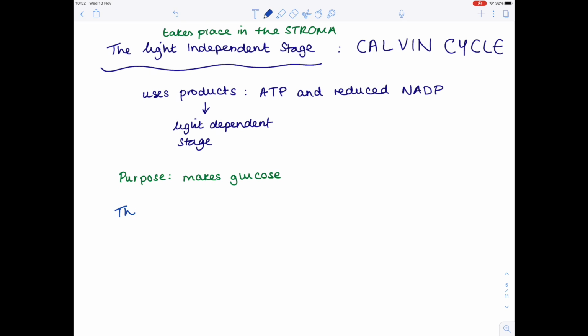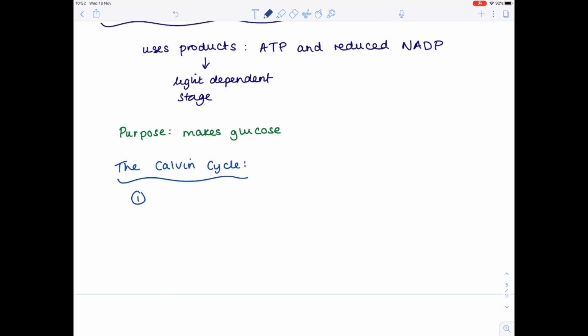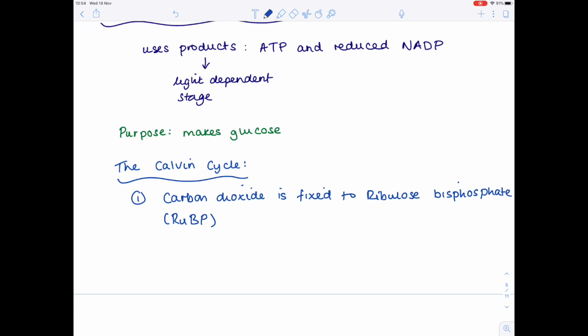So let's get into the nitty-gritty of the Calvin cycle, the light-independent stage of photosynthesis. Now, the first step is the fixation of a molecule of carbon dioxide. And remember that carbon dioxide is one of the reactants on the left-hand side of the photosynthesis equation. Carbon dioxide is fixed to ribulose bisphosphate, which you may have seen written as RuBP. Notice that this process may also be known as decarboxylation. It means the same thing as the carbon dioxide fixation. Crucially, this is carried out by an enzyme called rubisco.